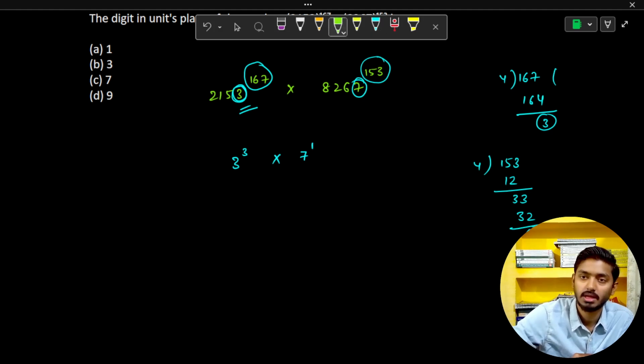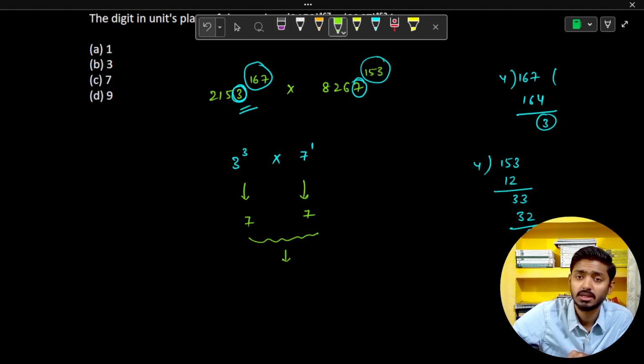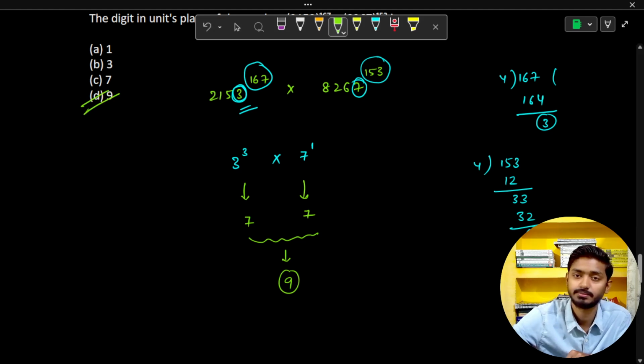If you solve this, you know that 3 to the power 3 gives us 27, but we are going to talk about the unit digit only. The unit digit for this one would be 7, and the unit digit for this one would be 7. You multiply that, you are going to get 49, but we are just going to take the unit digit. The unit digit for 49 would be 9, which is option D.